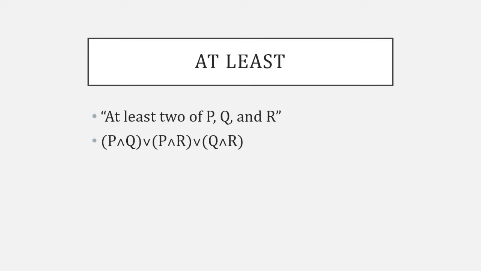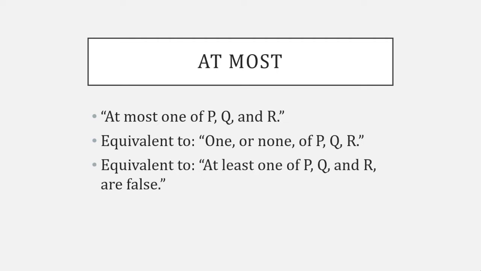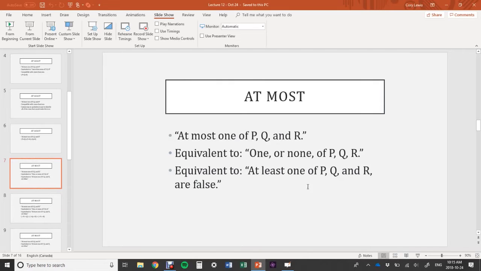At most one of P, Q, and R. That's equivalent to the following cases. One of them is true, or none of them is true. At most one says it's not more than one. It's either one or none. Yeah? It's also equivalent to at least one of P, Q, and R are false. No? At least two of. No, that should be at least two of.